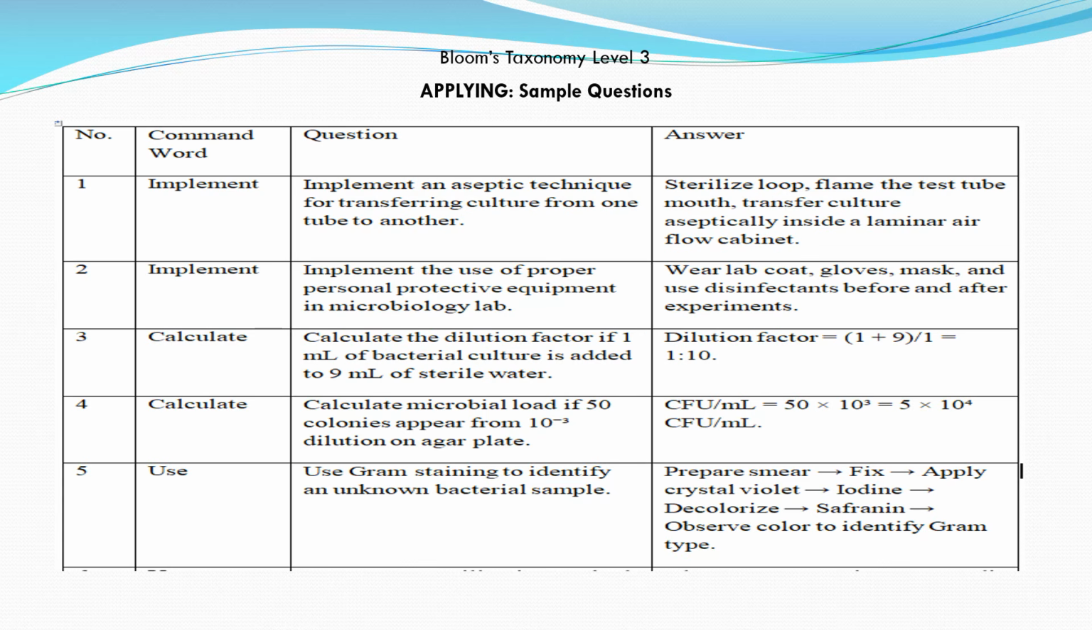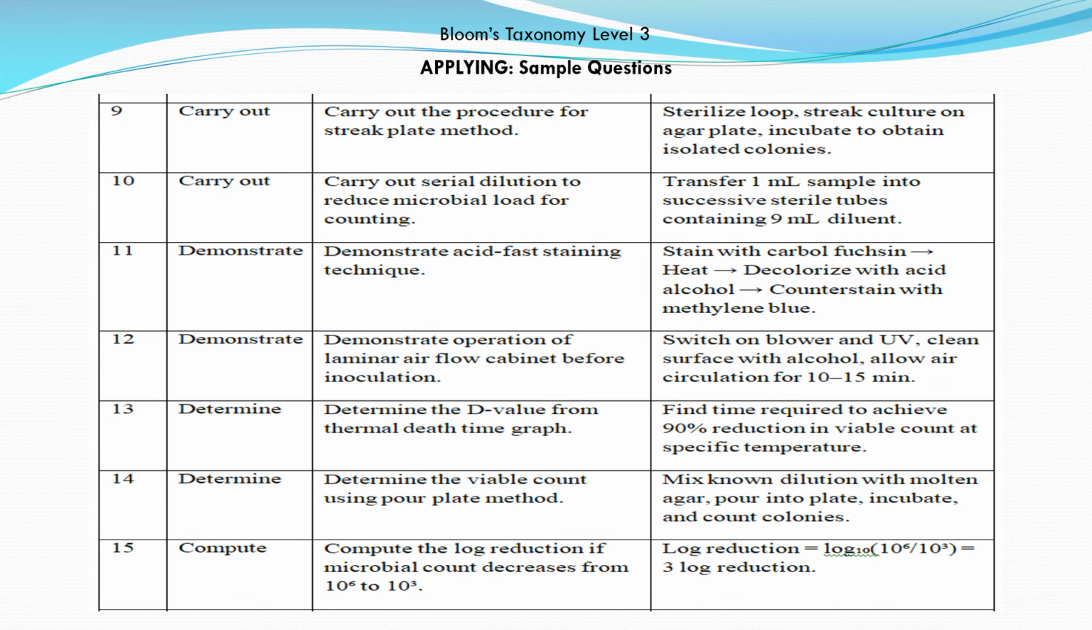Use gram staining to identify an unknown bacterial sample. So prepare the smear, fix it, apply crystal violet, iodine solution, then decolorize, then add the safranin and observe the color to identify the gram type. So these are the applying level questions where the question pattern changes, and it will be practical oriented. Next, these are also a few questions whose answers are narrated at this level.